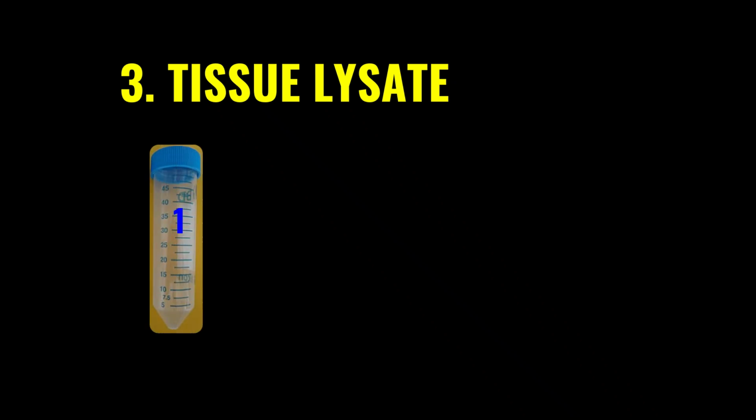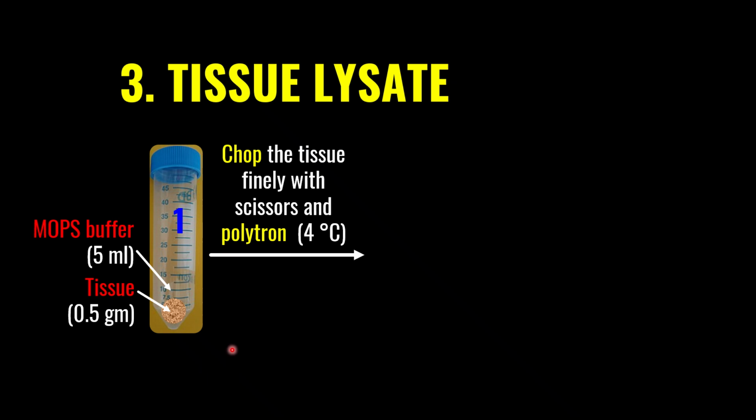So the third requirement is cell or tissue lysate. It is very important to prepare the cell lysate or tissue lysate very well. For that, you take a tube and put about 0.5 gram of freshly resected tissue. Avoid using frozen tissue as much as you can, and add 5 ml of MOPS buffer, pH 7. It should be chilled. Everything should be kept on ice. Now in the next step, you chop the tissue finely with scissors and use a polytron to release the protein into the medium.